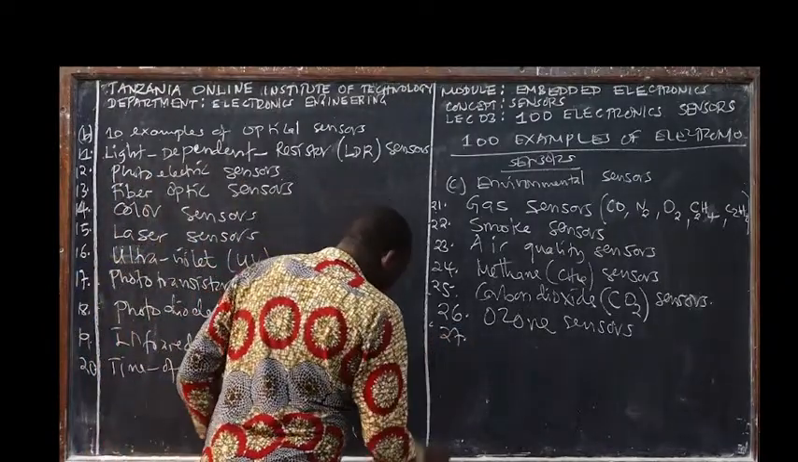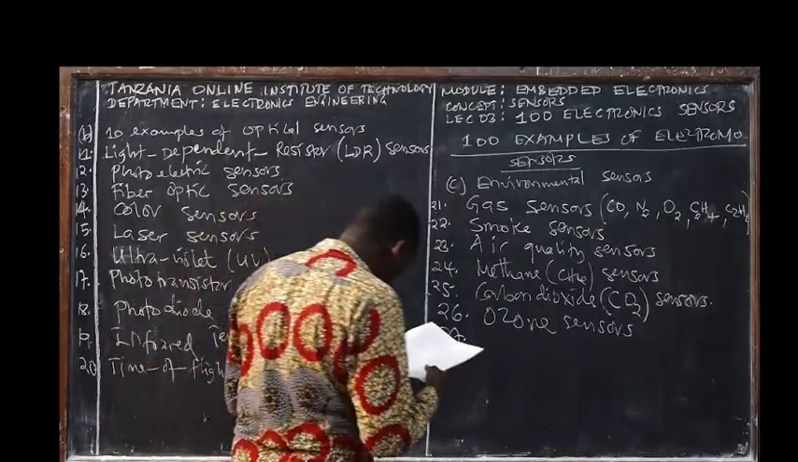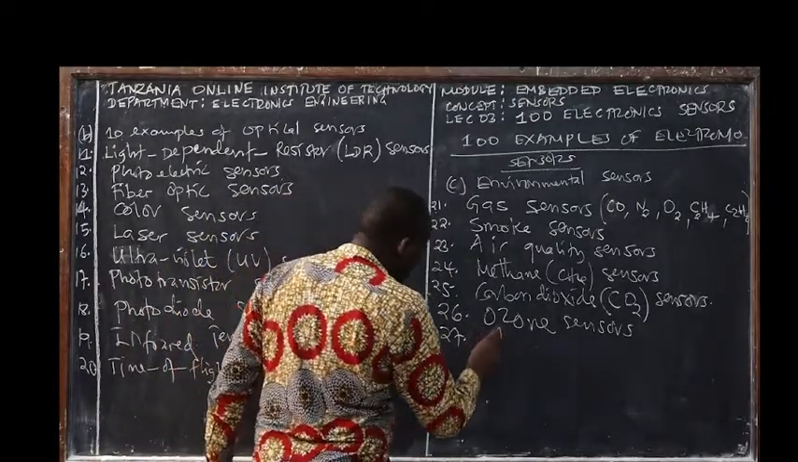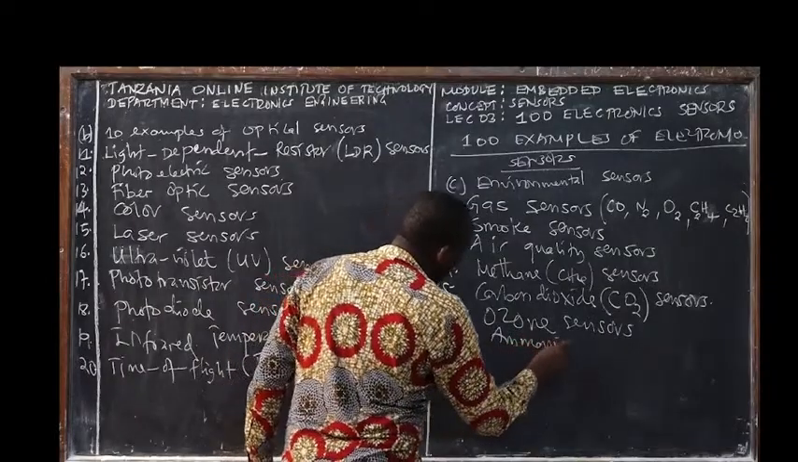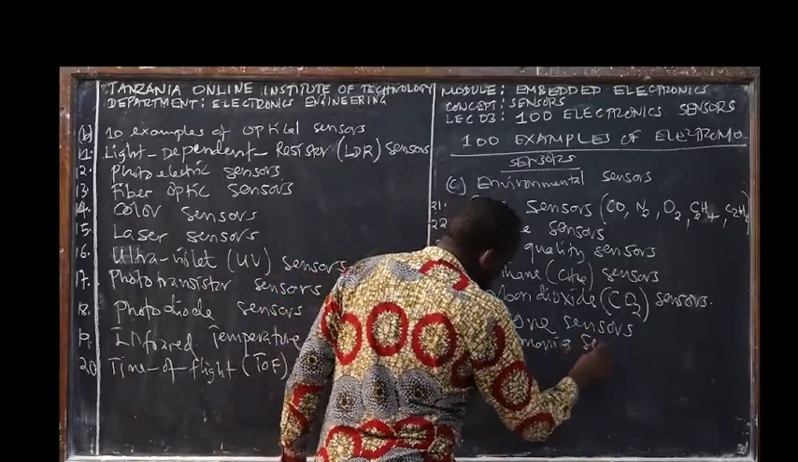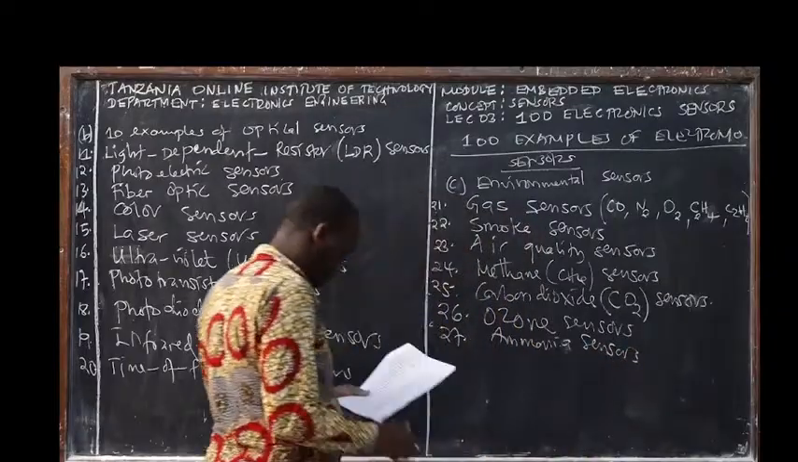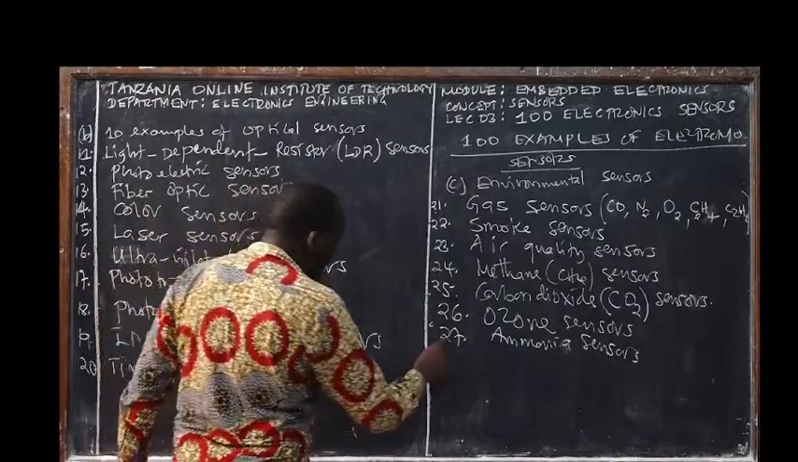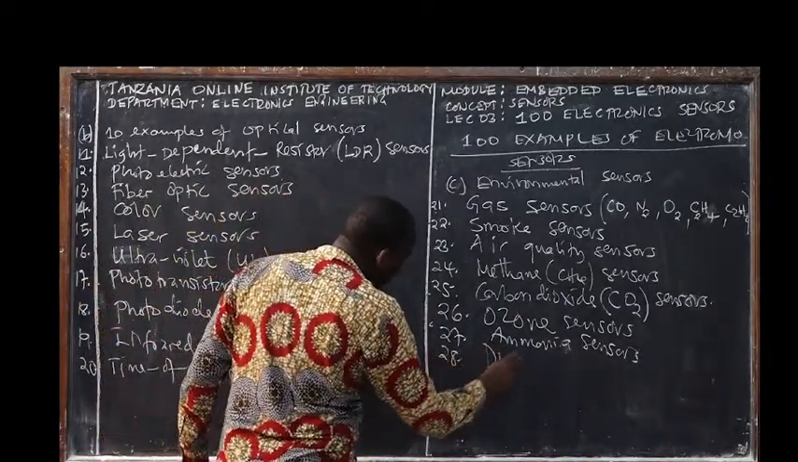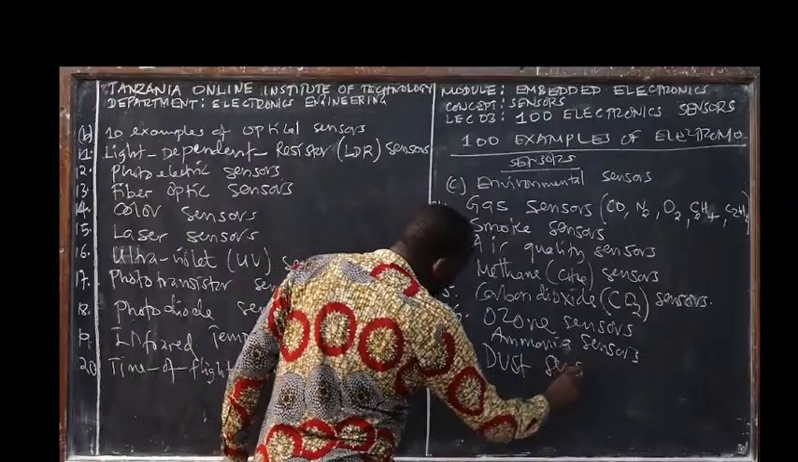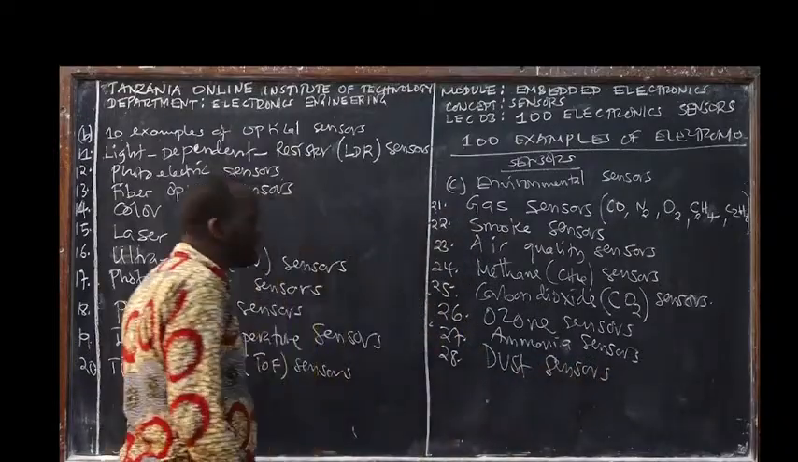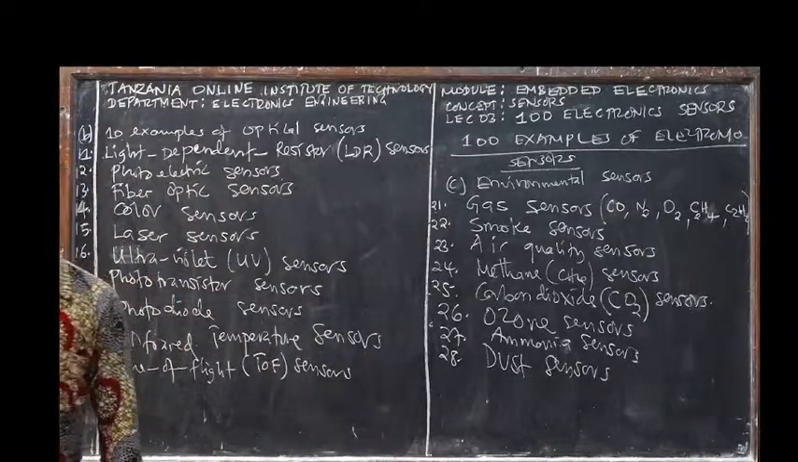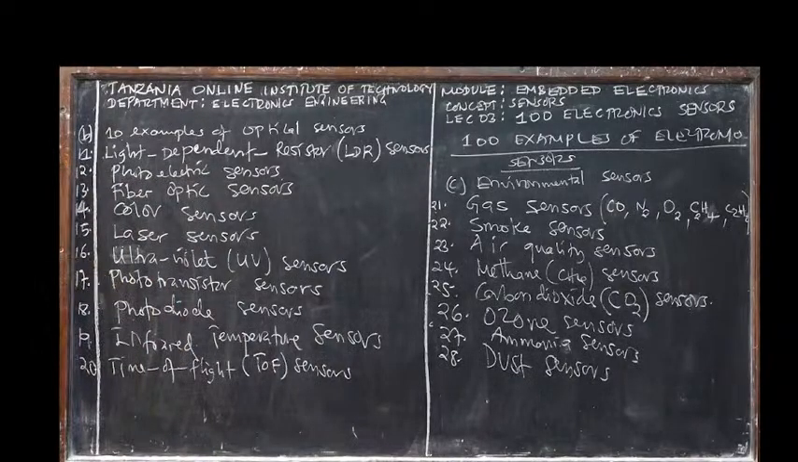So number 27, the 27th example, is called the ammonia sensor. Say ammonia sensors. Then number 28 is called the dust sensor. Jamani, vumbi liko wapi? Liko kwenye biolojia au liko kwenye mazingira? Dust sensor. Say dust sensors. Kwa hiyo ni sensor ambayo inahisi na kupima kiwango cha vumbi.